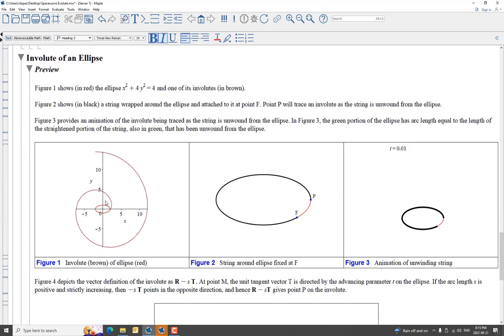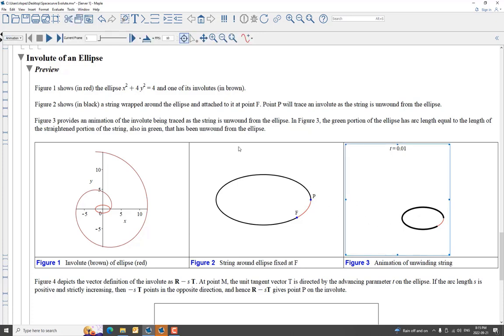Okay, so figure one down here, red curve is the ellipse. This spirally looking thing is an involute. And it's described as the curve traced by the end of a string unwound tautly from the ellipse. So here is the string. It's fastened over here at point F. Point P is where you would put the pencil, and you unwind the string, keeping it taut.